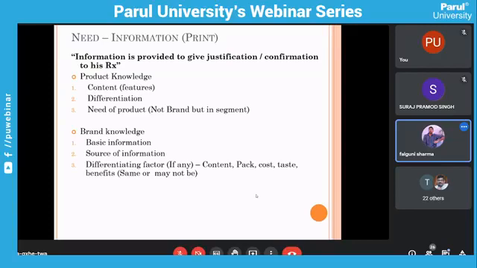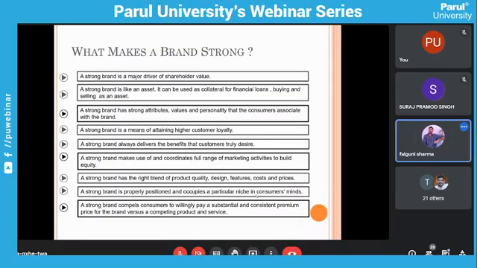A strong brand is properly positioned and occupies a particular niche in customers' minds. As I told you earlier, the positioning developed by the buyer is what they are looking for, the need, the indication. When it is positioned properly, it will automatically occupy a space in the customer's mind.